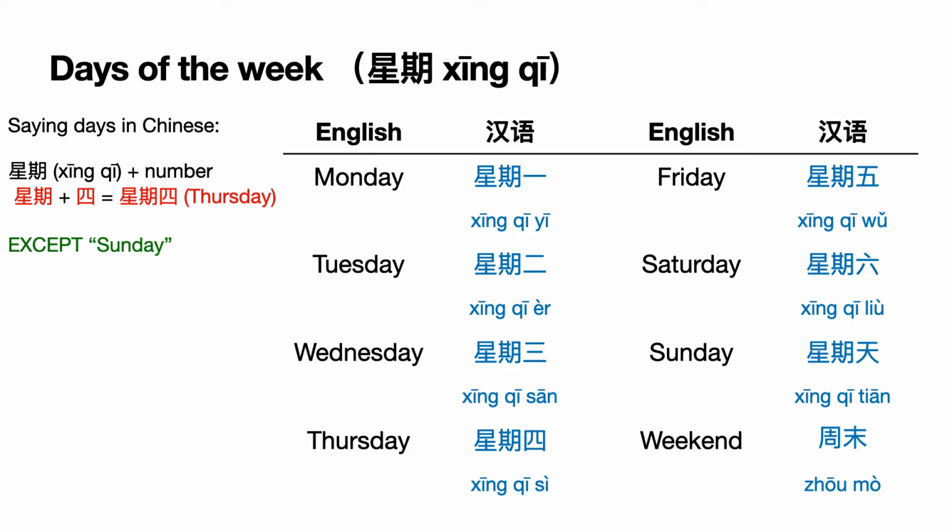For example, Thursday, xing qi si. Thursday, the fourth day of the week, xing qi si. However, remember that this is an exception for Sunday. Okay, let's go through each of them. Monday 星期一, Tuesday 星期二, Wednesday 星期三, Thursday 星期四, Friday 星期五, Saturday 星期六, Sunday 星期天. And weekend you can say 周末.